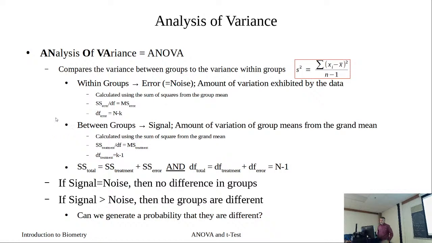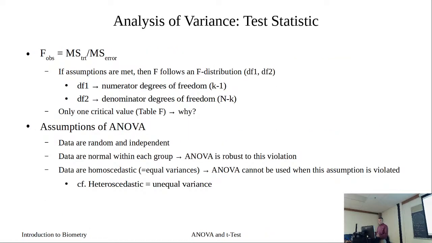So what is ANOVA? ANOVA is the analysis of variance, and I don't want you to get this confused. We're not comparing variance, even though it says analysis of variance in the name. We're comparing the means. And we compare the means by comparing the variances. But it's not all the variances. We're comparing variances within groups to variances between the groups.